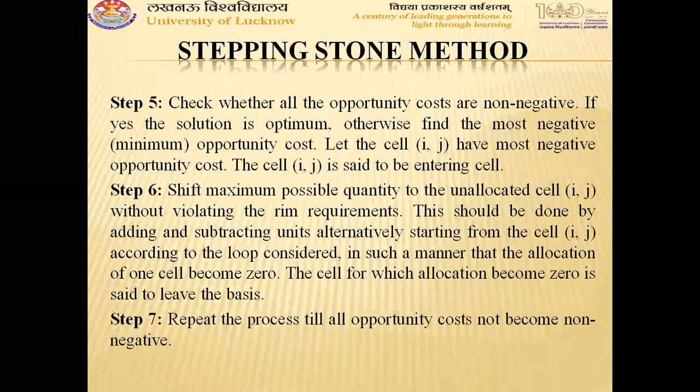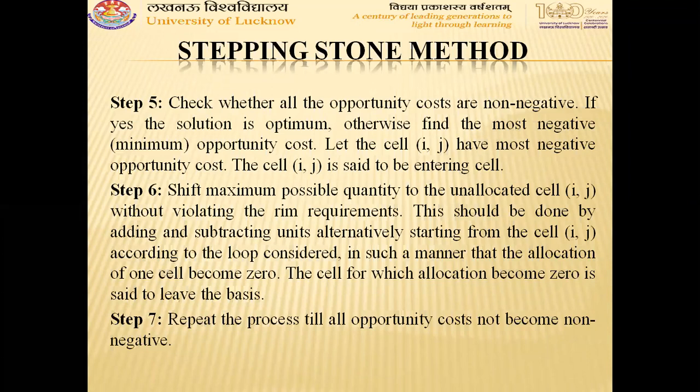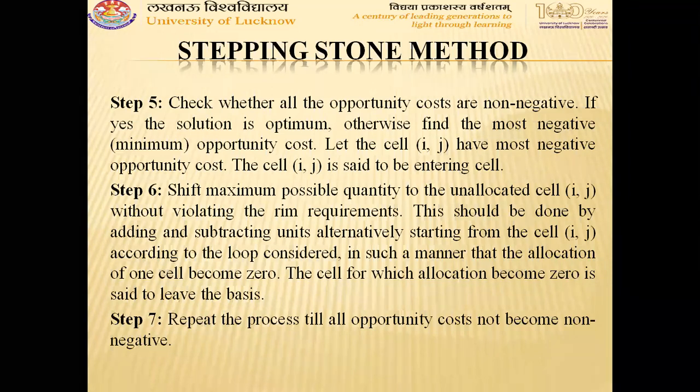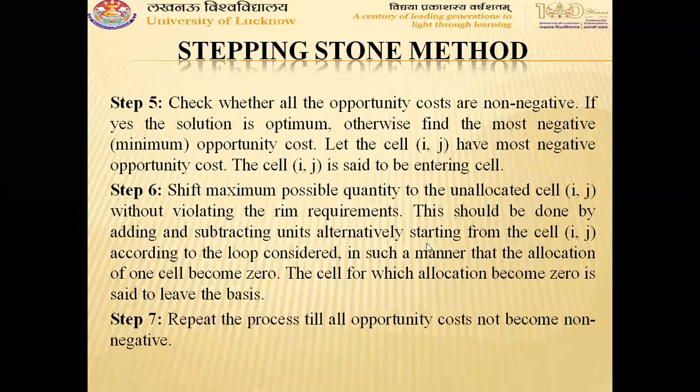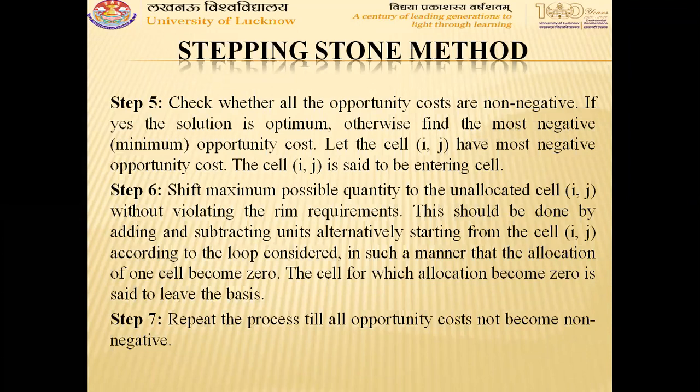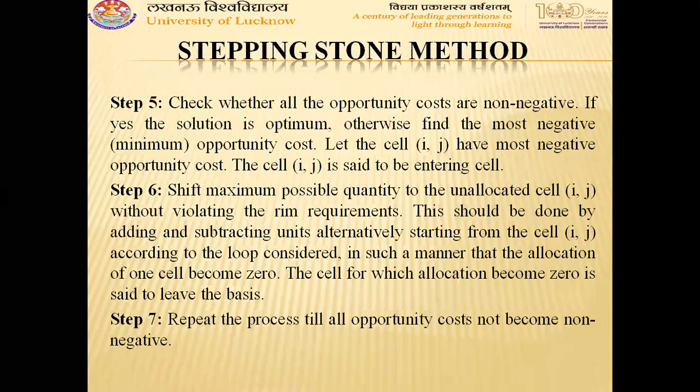This can be done by adding and subtracting units alternately, starting from the cell i,j according to the loop, in such a manner that one of the allocations becomes 0. The cell for which the allocation becomes 0 is said to leave the basis. The process from step 3 to step 6 is repeated until all opportunity costs become non-negative.